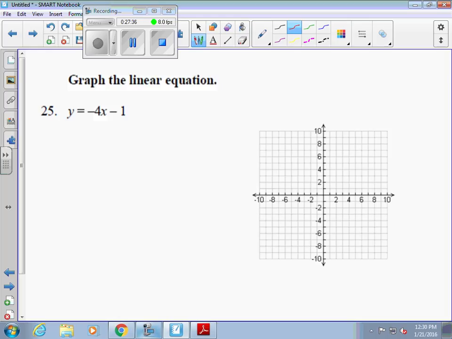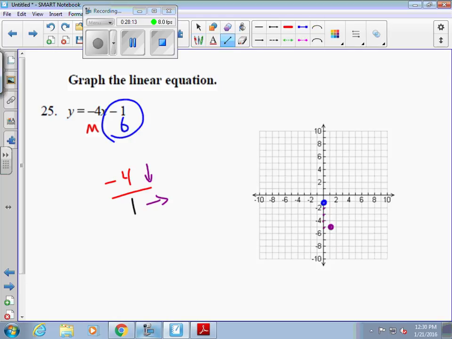Graph this linear equation. Again, y equals mx plus b. Here's m, here is b. B tells you where to begin. Begin at negative 1 right here on your y-axis. M's value is negative 4. Remember, slopes are always fractions, so make a fraction if it isn't in fraction form. Negative 4 over 1, rise over run, tells you to go down 4 and to the right 1. Rise over run. Down 4, 1, 2, 3, 4, to the right 1. There is your second point right there. Down 4 and to the right 1. Once you have 2 points, draw yourself a straight line through both of them, and your graph should look like that.